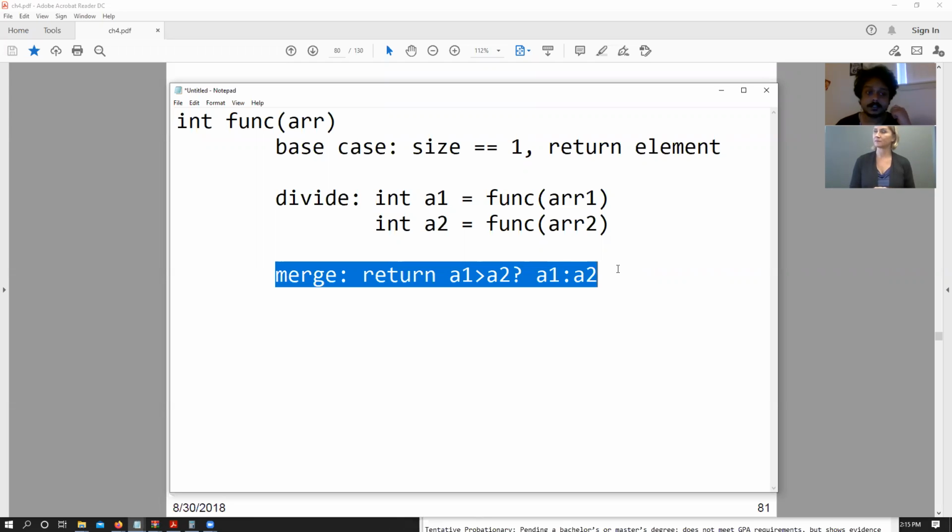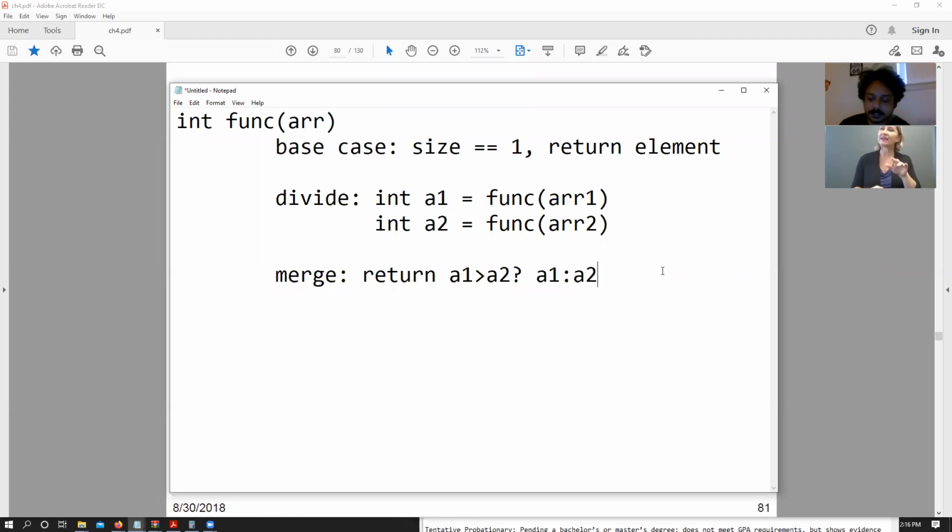Would this be a recursive solution to get me the maximum number of my array? Yeah. Yep. And then what would the time complexity of this look like? We have T of n, and we are dividing it into 2 and calling both of them. So 2T of n by 2, right? I'm calling both of them with two halves, and the merge complexity is 1. Am I right?